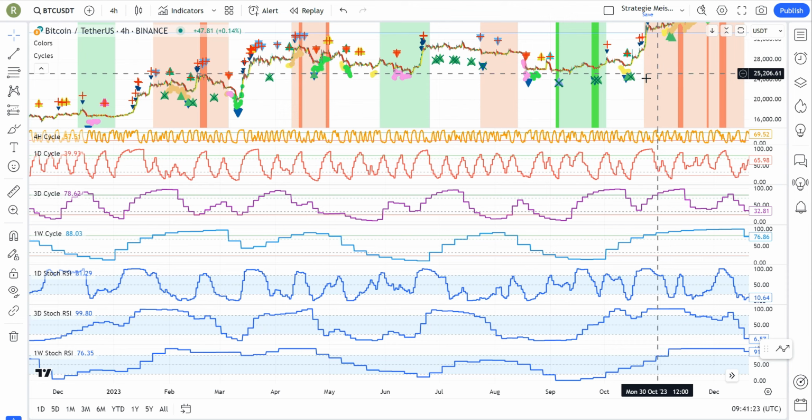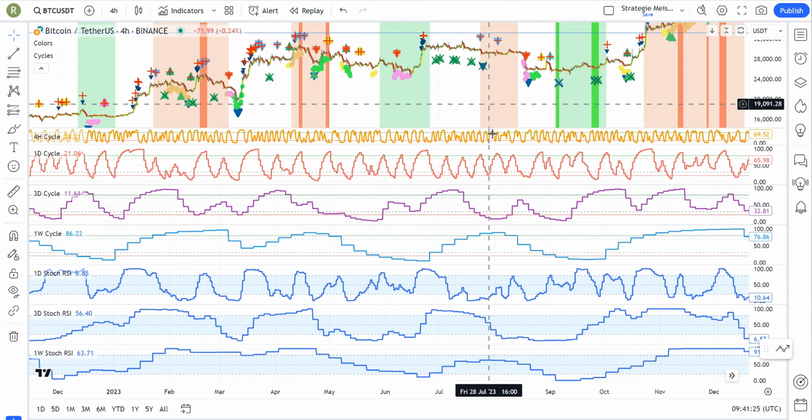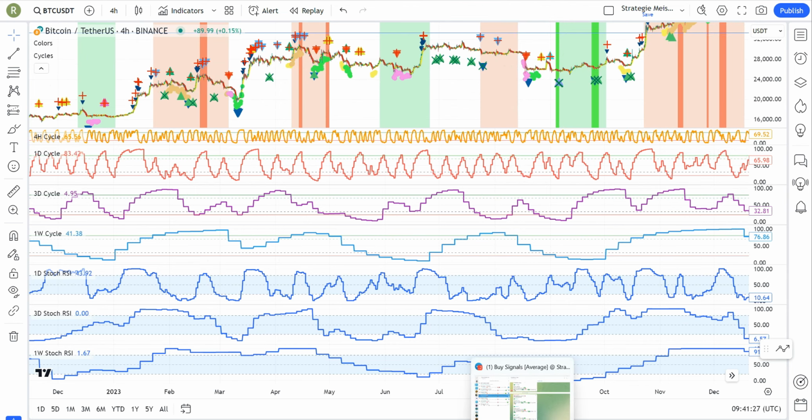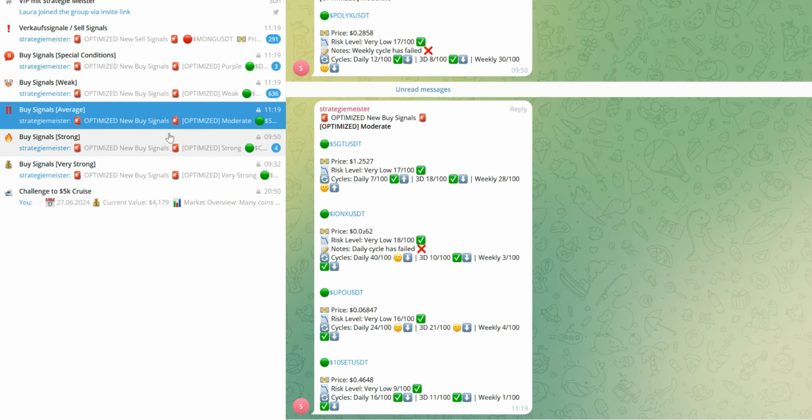Now, in order to identify which tokens to buy for the 2x or 5x returns, one thing we can do is actually go to our signal group.